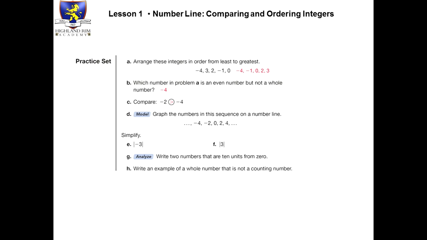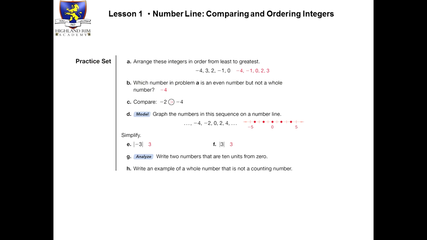In D, it says graph the numbers in this sequence on a number line. -4, -2, 0, 2, and 4. Just go and set your number line and pick out the points. For E, the absolute value of -3, it's the distance from -3 to 0, which is 3. But you know what? That's equal to the absolute value of 3, which is also 3.